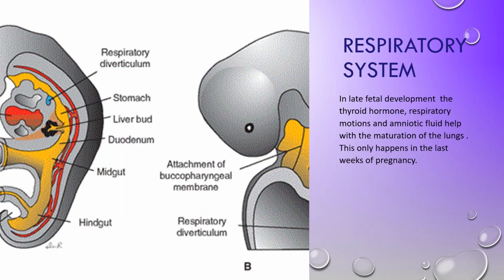In late fetal development, the thyroid hormone, respiratory motions, and amniotic fluid, which has been swallowed by the baby, will allow for the maturation of lungs. But this only happens from about 32 weeks onwards.